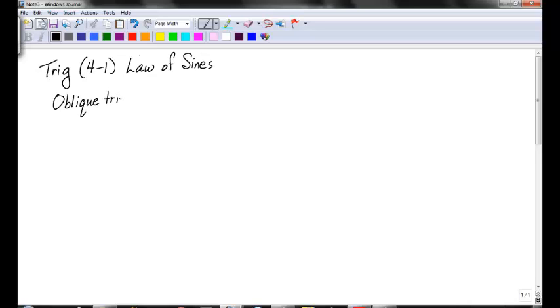Try saying that word. Oblique. Yeah, an oblique triangle is a triangle having no right angles.